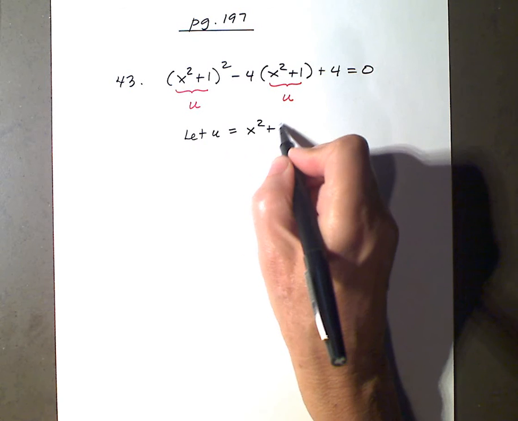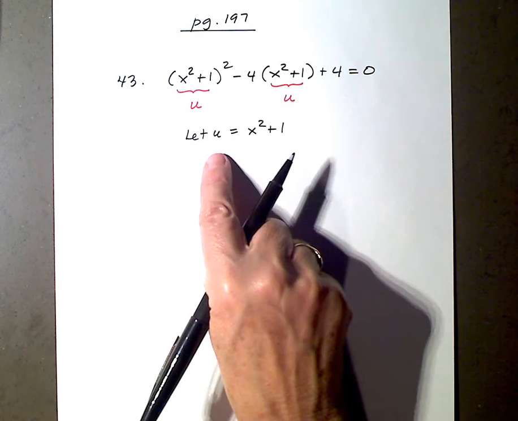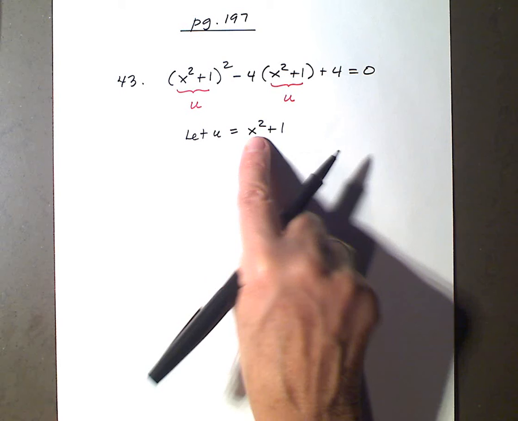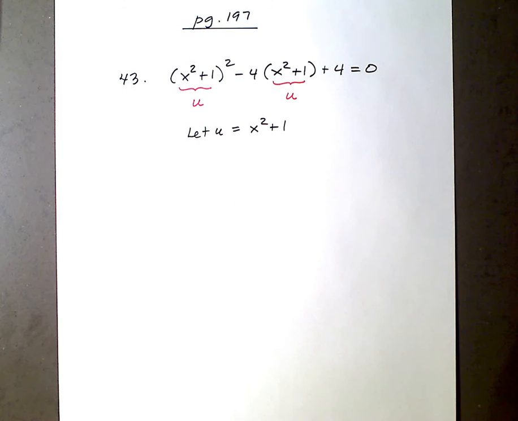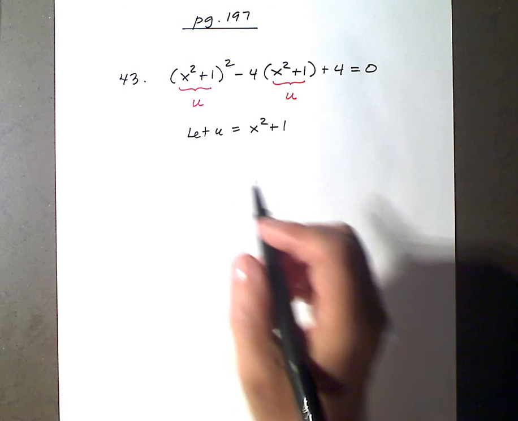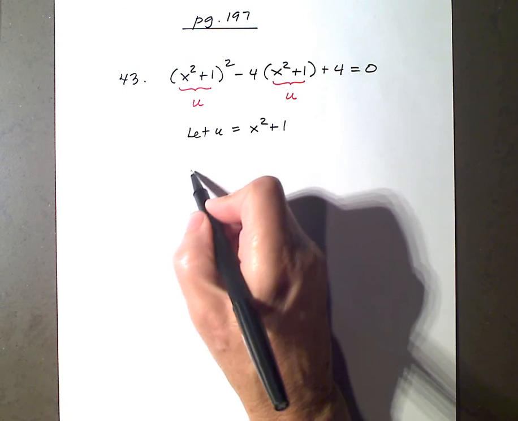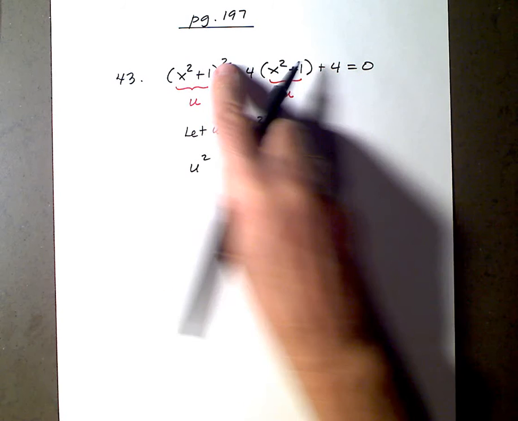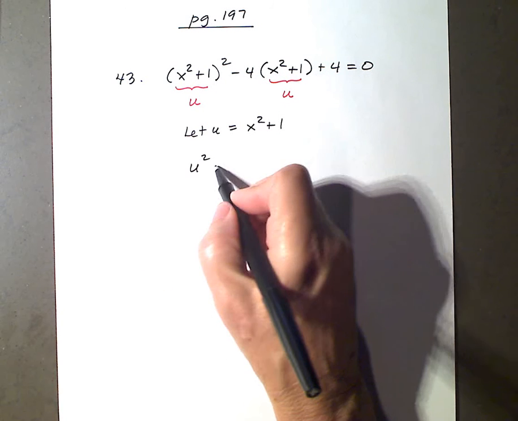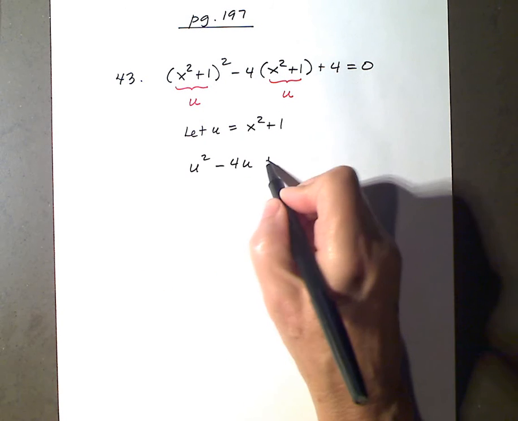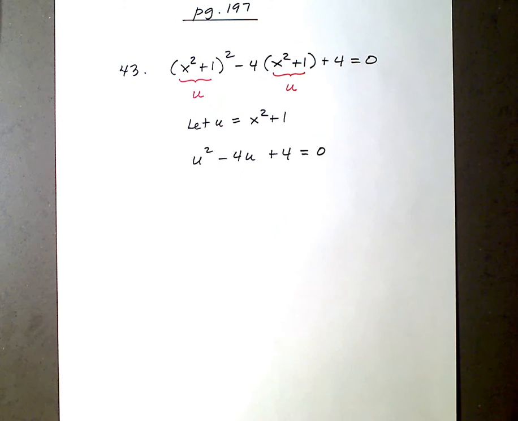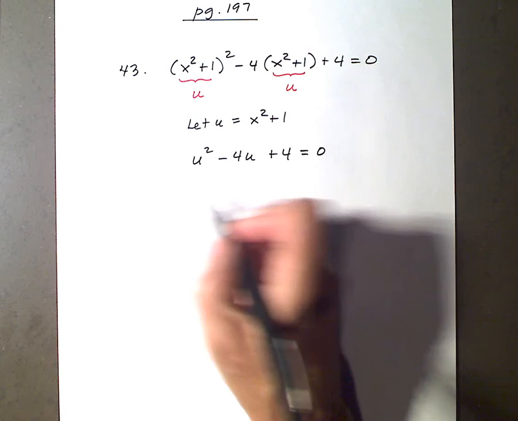So then we'll set out to solve for u, and once we've solved for u, we'll replace u with x squared plus 1 and solve for x. So this would be u squared minus 4 times u plus 4 equals 0. And that's a simple one to solve. I can factor that easily.